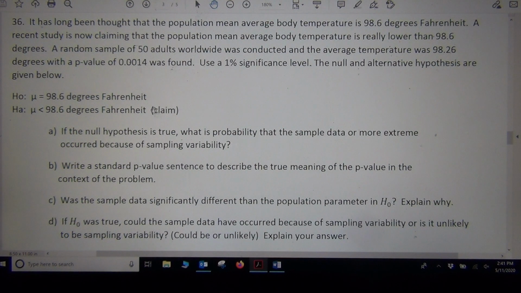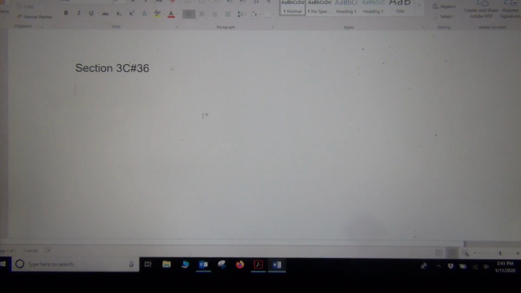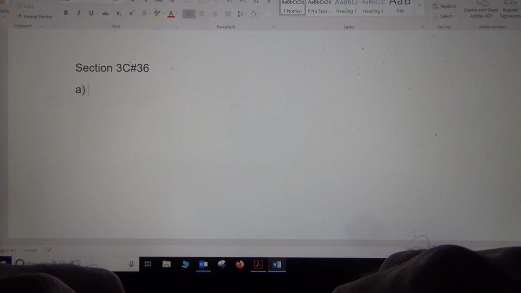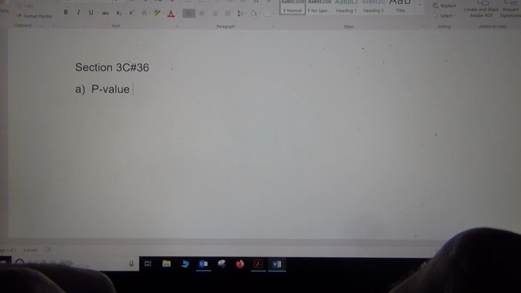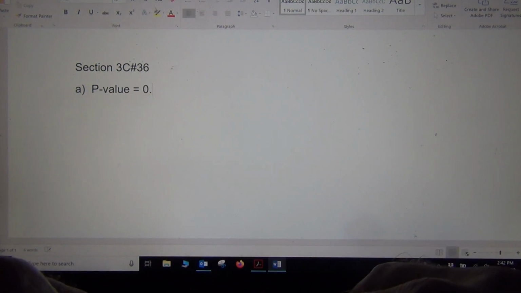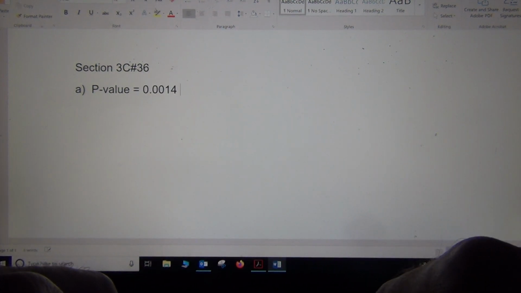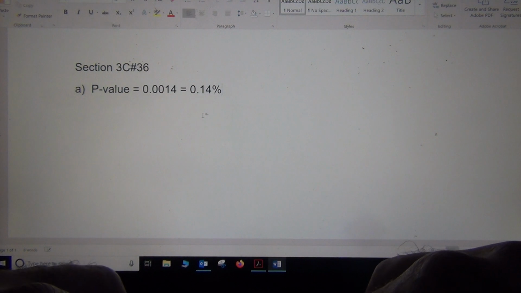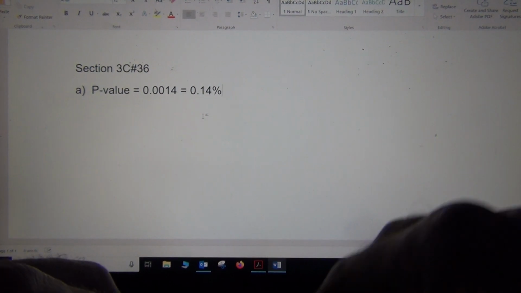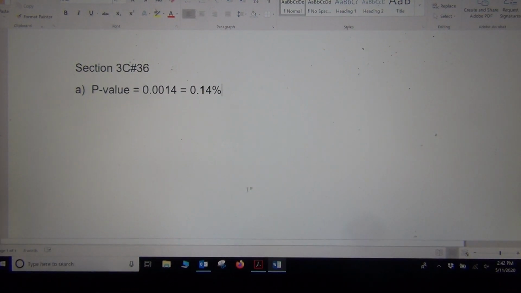So the p-value is up here in the problem. It was already calculated, 0.0014. So that's the answer to letter A. Let's write that down. Letter A is the p-value, 0.0014. Now if we wanted to convert that into a percentage, we could multiply by 100 and we get 0.14%, which is very small, close to 0. Okay, so question A was just asking what's the p-value?